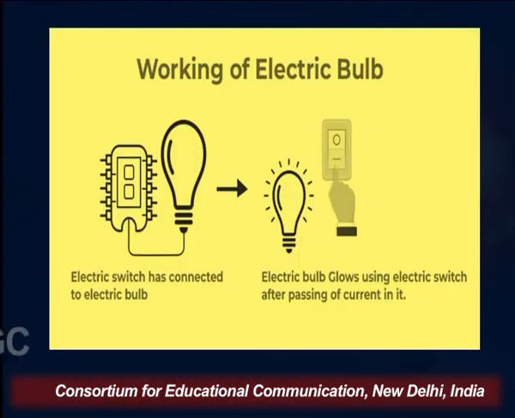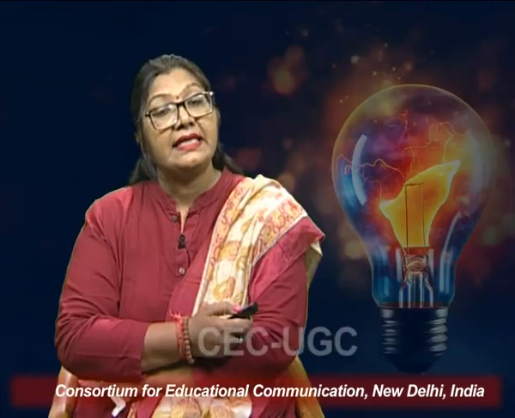Now you see on the screen the working of the electric bulb. This electric switch is connected to the electric bulb. As we switch on, the bulb glows quickly because the flow of electrons runs quickly. The electric bulb glows using the electric switch after the current passes through it. So in this manner it works.